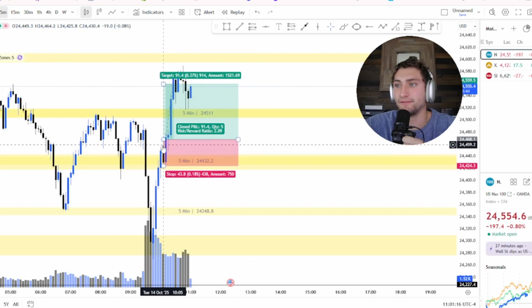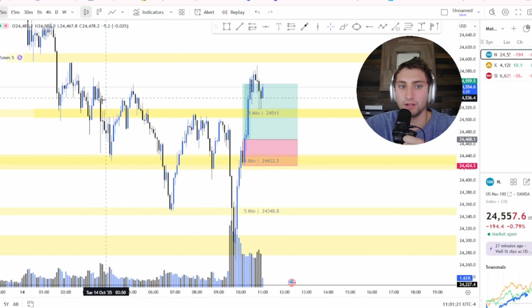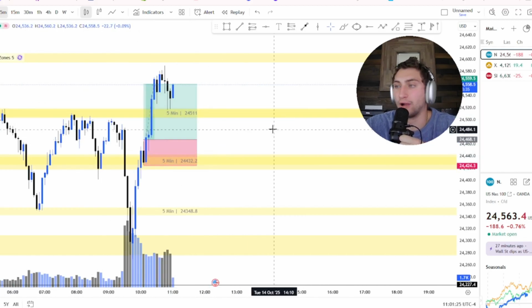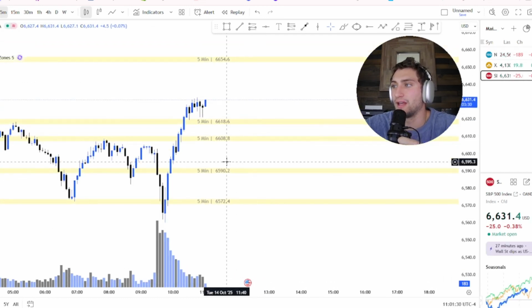I got in about 5 seconds before the candle closed, and we rode it all the way up to the liquidity just past this next zone up here. So a trade basically taken right with my zones. So the opportunities are unlimited, the opportunities are countless, etc.